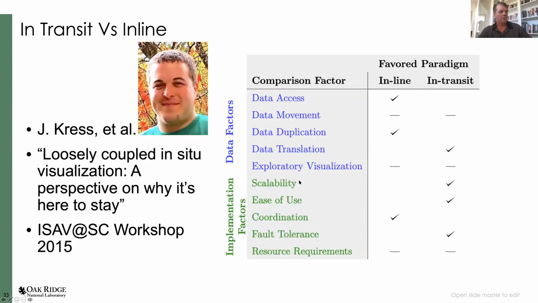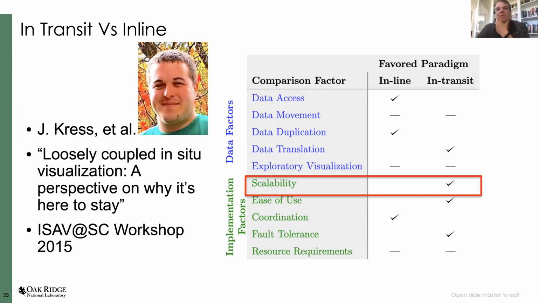A few years ago, we put together a position paper that compared inline versus in transit, and we compared these against a number of metrics to try to determine which one was best under what circumstances. One of the most interesting ones that we thought was scalability. When we presented that in transit would scale better than inline, we actually got a lot of pushback in the talk. So we thought that was a good opportunity to prove what we were claiming.